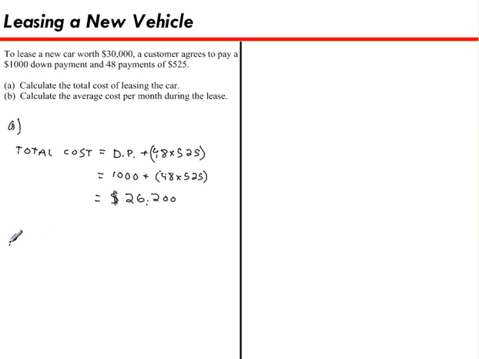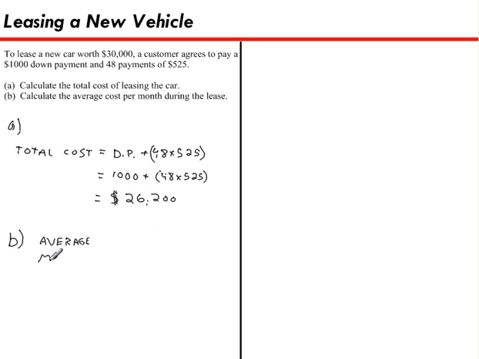Let's jump into B, where we need to find the average cost per month of leasing the car. A lot of people might say, well, the monthly payment is $525, so that's the average cost. But not so fast, because the total cost is $26,200, and that's going to change things. We need to take the answer that we got in A into account. It changes our answer for B.